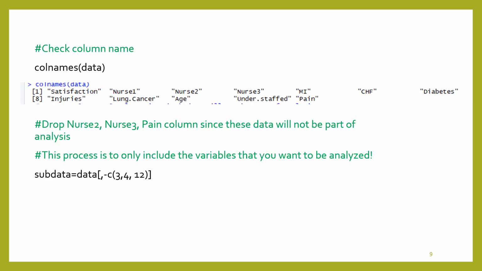After we convert all the continuous variables that we need into binary data, we check the column names. As you can see, nurse 2, nurse 3, and pain columns are data that we do not use. Therefore, this process is to only include the variables that you need when you analyze. So we create a subset of data called subdata and exclude column 3, column 4, and column 12, which are nurse 2, nurse 3, and pain.